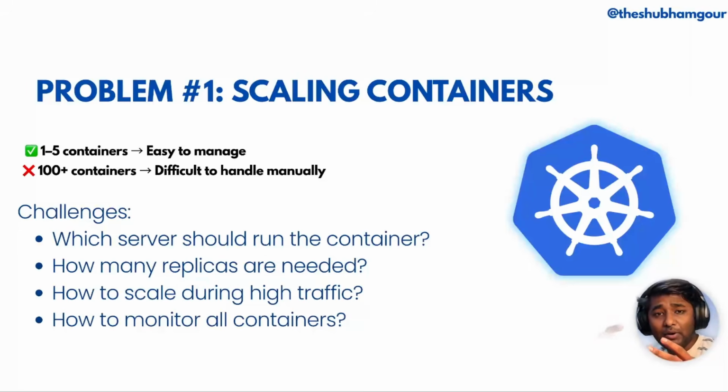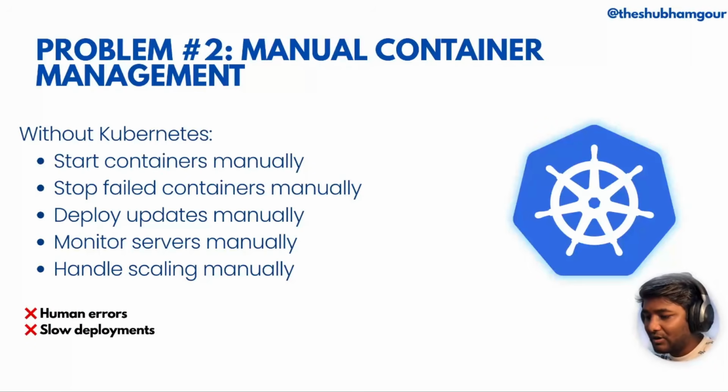But companies like Netflix, Amazon, or Uber run thousands of containers. Now suddenly the questions appear, and what can those questions be? Which server should run which container, how many copies of the application should run, what happens during high traffic, and how do we monitor everything. Imagine managing 500 containers manually. It is almost impossible. It's just like trying to control the traffic in an entire city without traffic lights. So everything became chaotic.